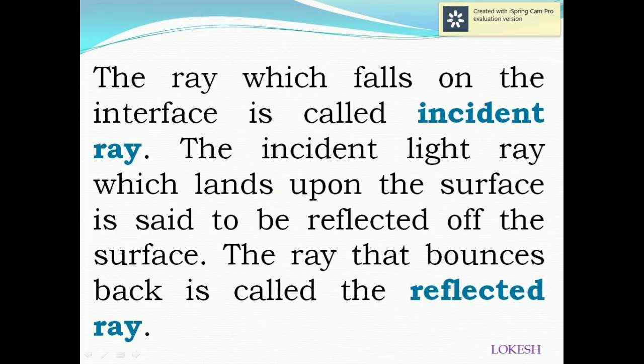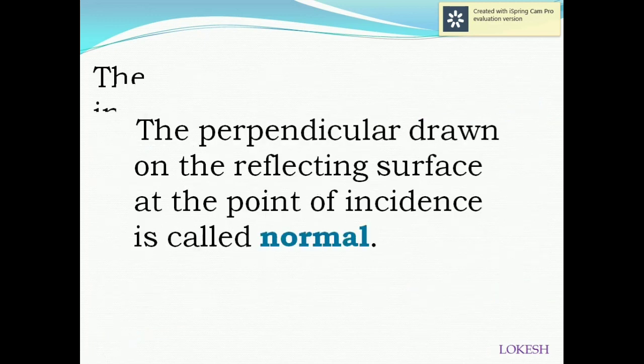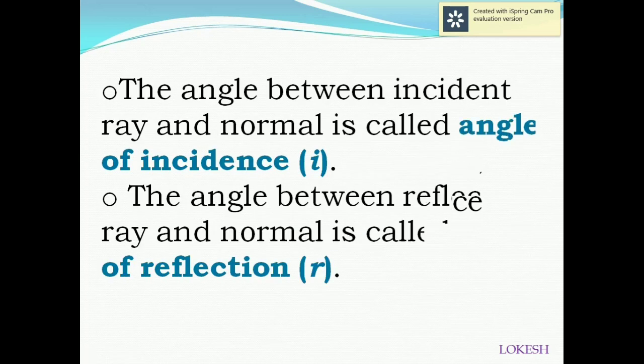The ray which falls on the interface is called incident ray. The incident light ray which lands upon the surface is said to be reflected off the surface. The ray that bounces back is called the reflected ray. The perpendicular drawn on the reflecting surface at the point of incidence is called normal. The angle between the incident ray and normal is called angle of incidence, and the angle between reflected ray and normal is called angle of reflection.